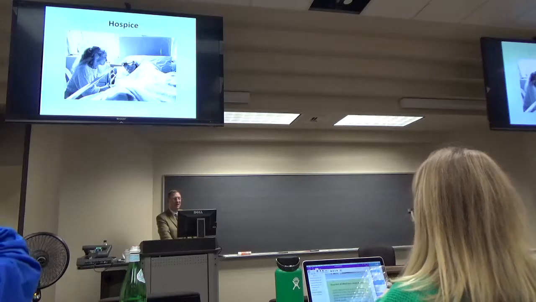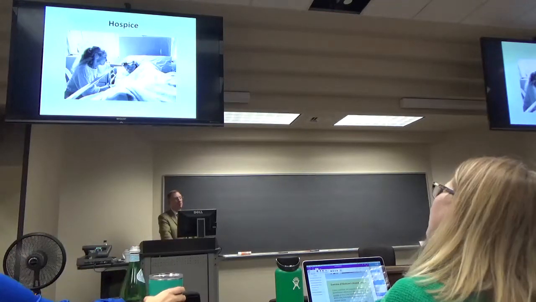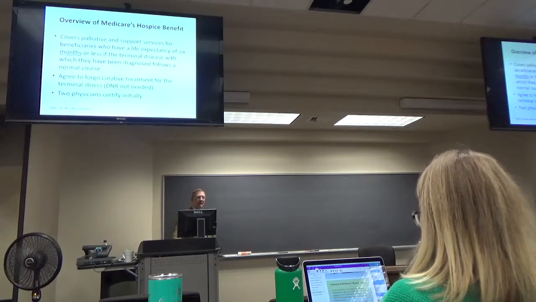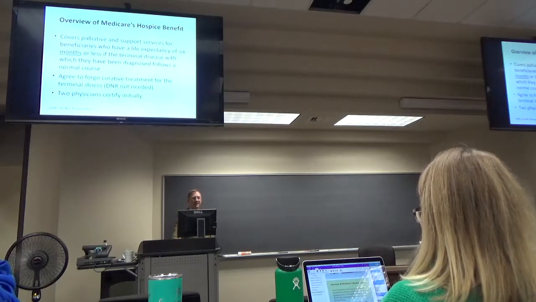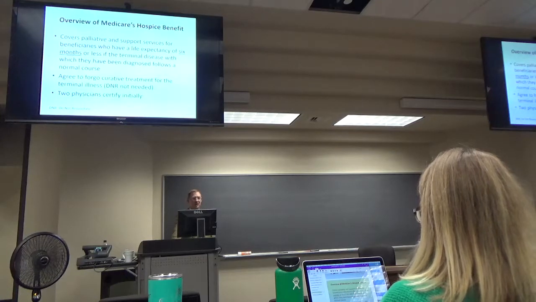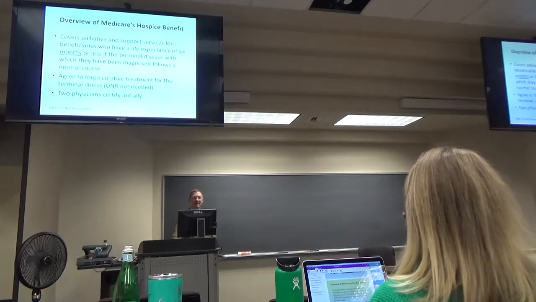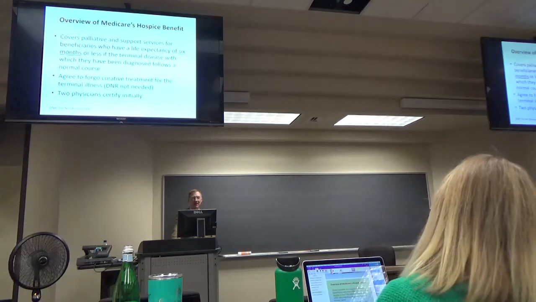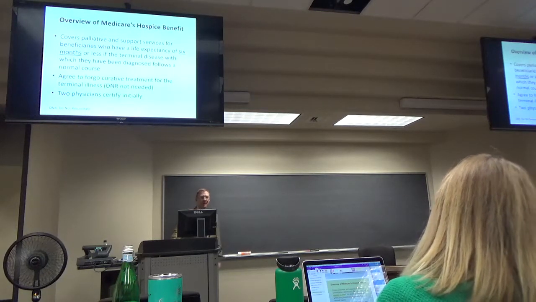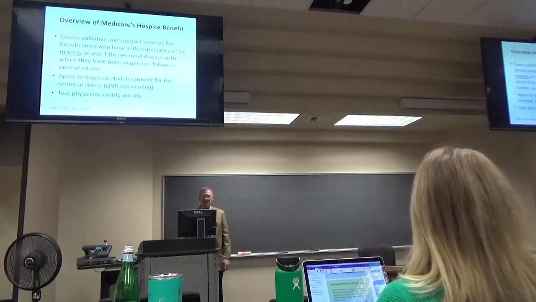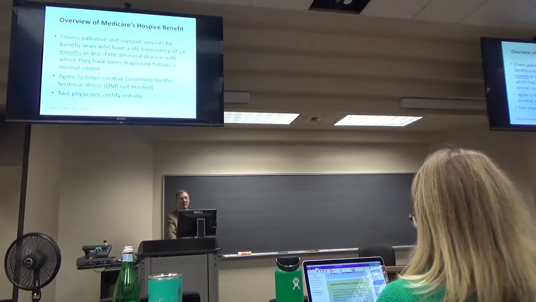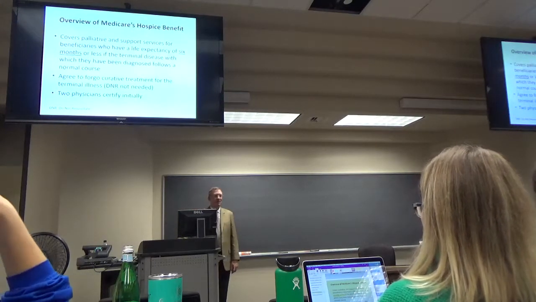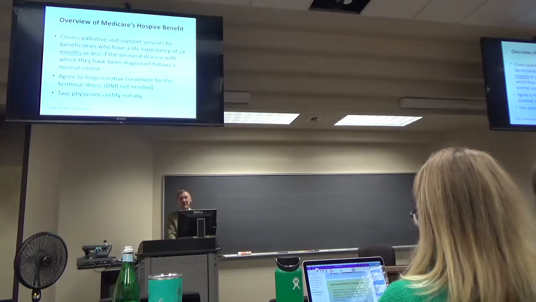Now hospice, another form of homebound care, just a different focus. Medicare's hospice benefit covers palliative and support services for beneficiaries who have a life expectancy of 6 months or less if the terminal disease with which they have been diagnosed follows a normal course. So it has to be expected at 6 months. They agree to forego curative treatment for the terminal illness. Do not resuscitate is not needed because they're expected to die anyway if you don't do anything.